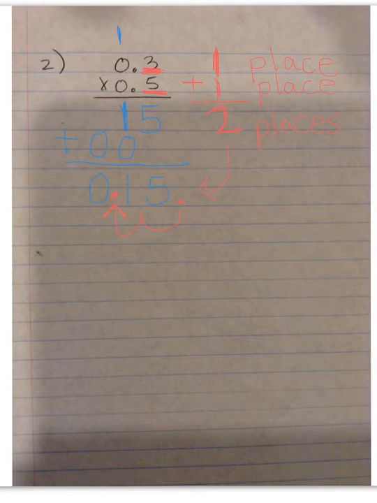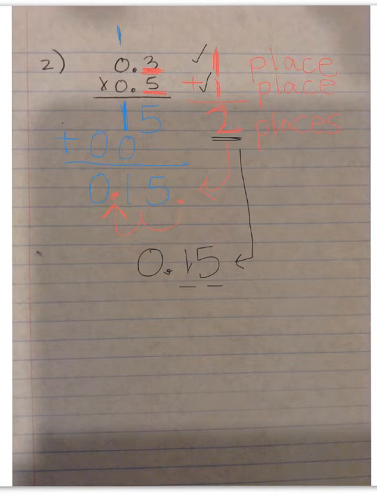And so my answer becomes 0.15. And then I can check because I have one place here in 0.3 and one place here in 0.5, which gives me 2 places, and I have 2 places that I move my decimal, except this time I move them to the left.